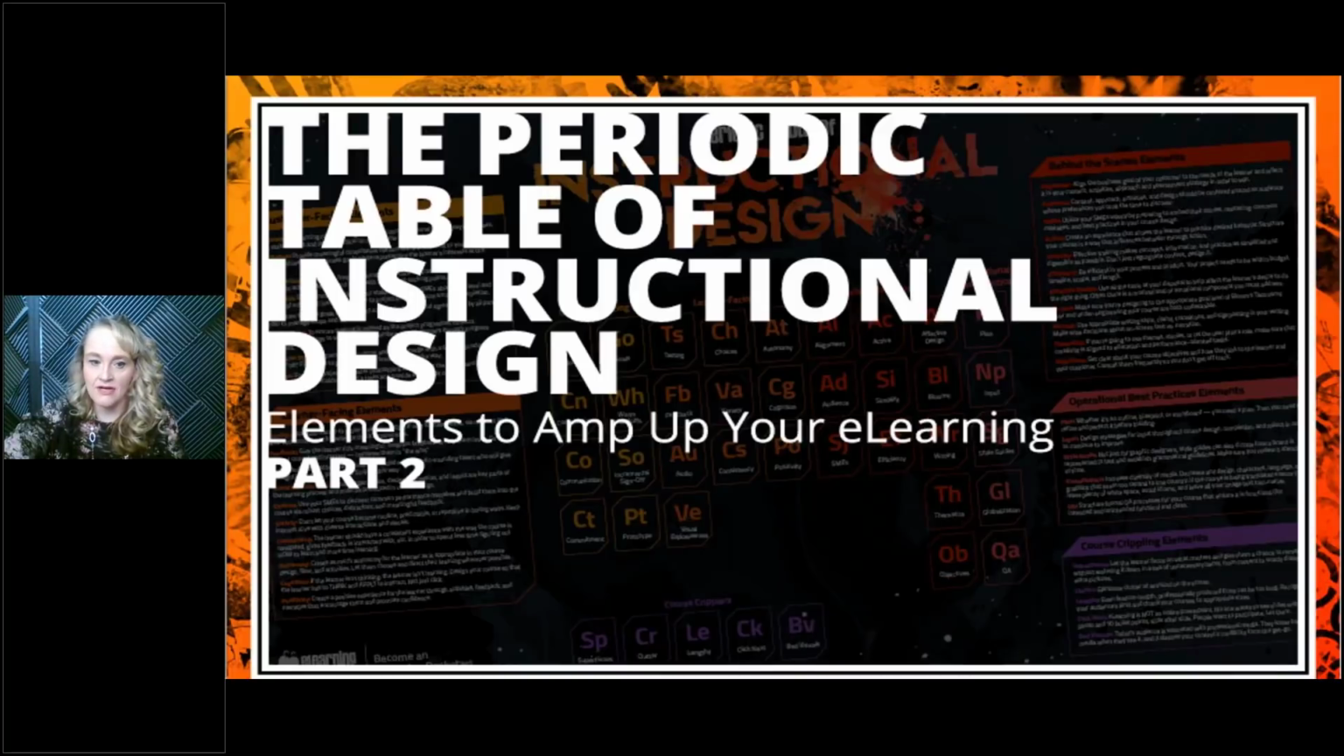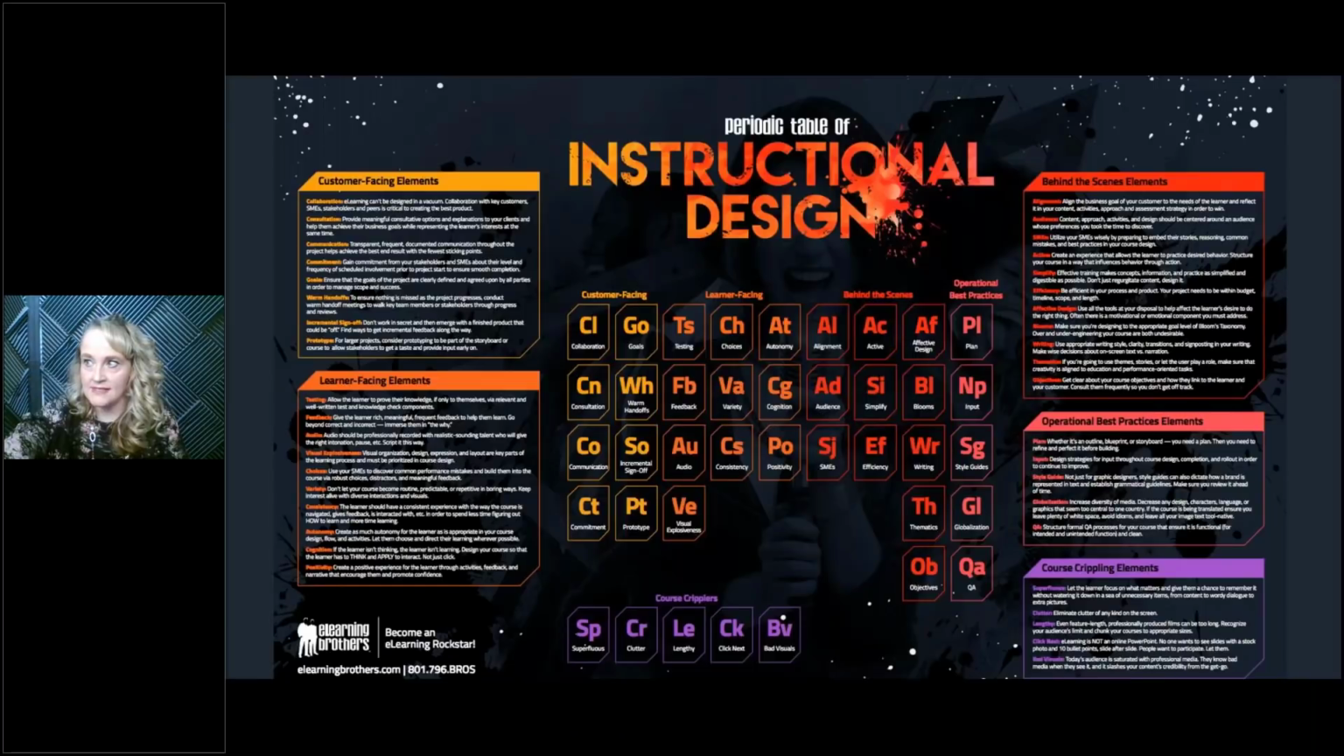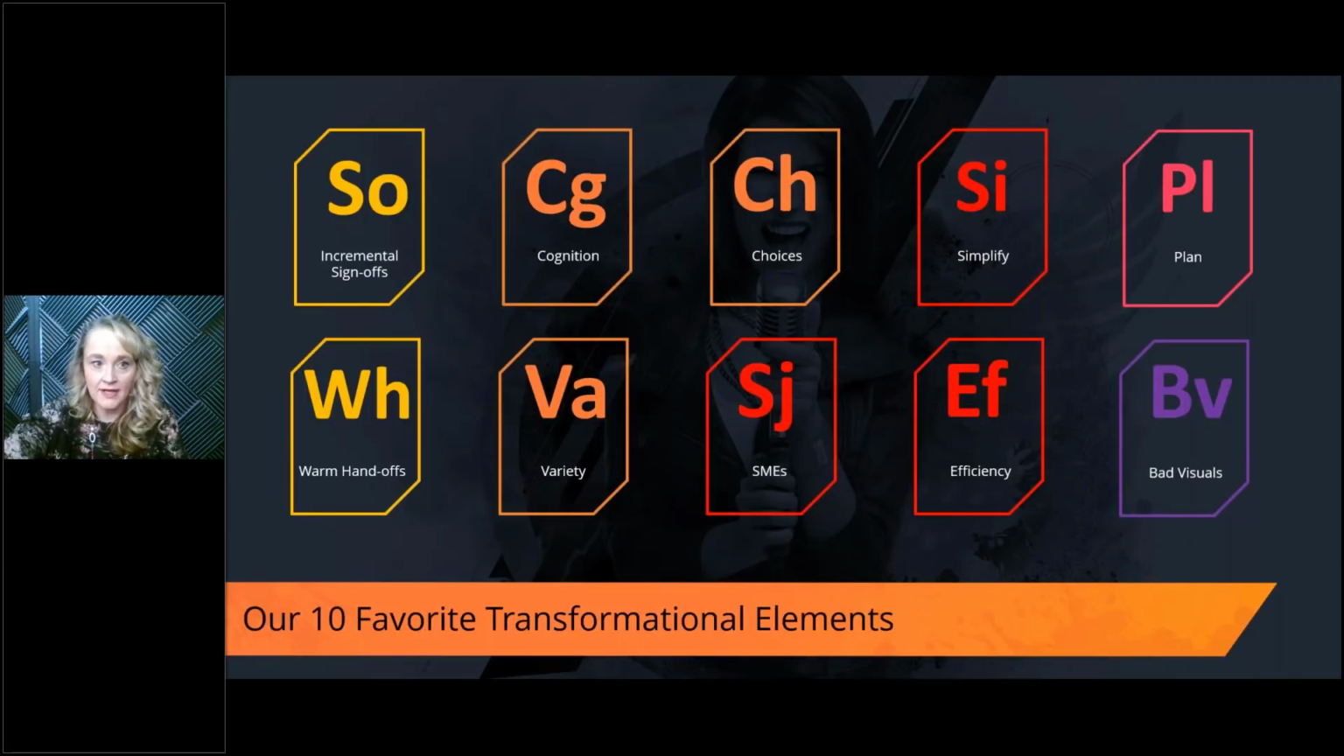For those that haven't already seen it, this is our periodic table of instructional designs. This is available on the website for you to download if you want to print a copy of it on your own. We actually have a handful of them here in the office, and we refer to them quite often. It's pretty handy. So for those of you that want it and want to use it as a tool, it's available on the website for you. So let's get started.